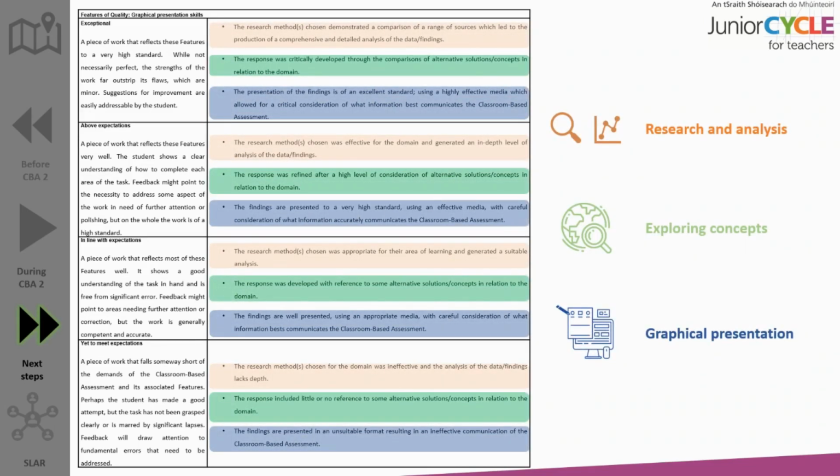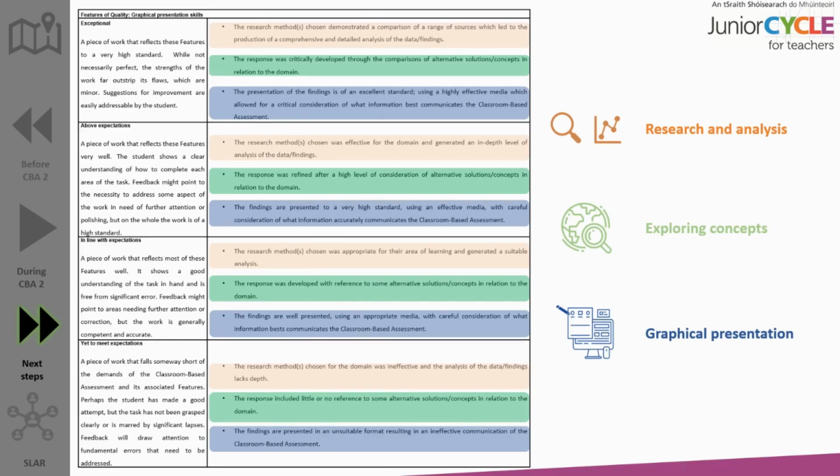To award a provisional descriptor to your student's piece of work, remember to start at the bottom, at the yet to meet expectations descriptor. If the student's piece of work meets all the criteria in the features of quality for a descriptor level, then the next step is to see if it meets the features of quality for the next descriptor level up or not. If the work does not meet any of the features of quality for the next descriptor level, then the level before is the correct level for that piece of work.